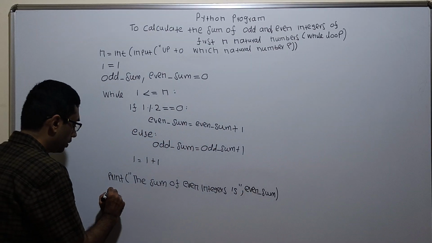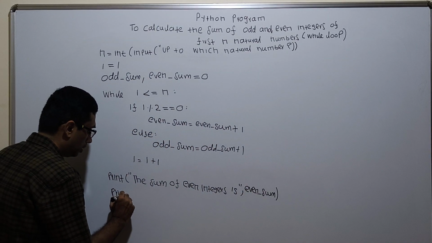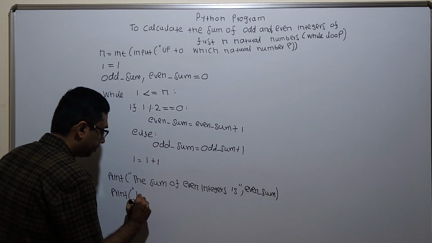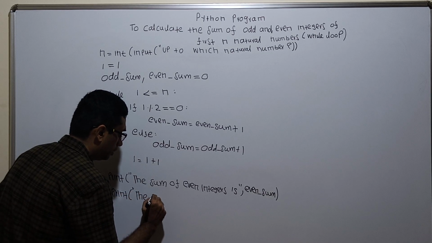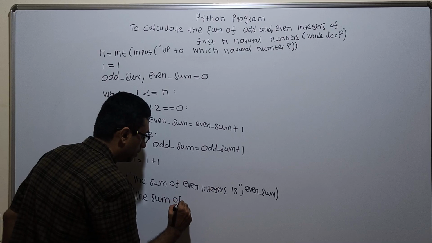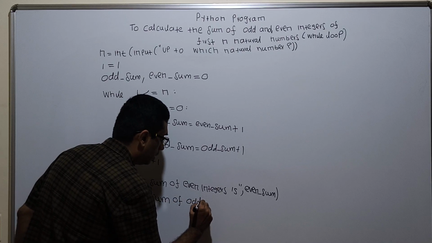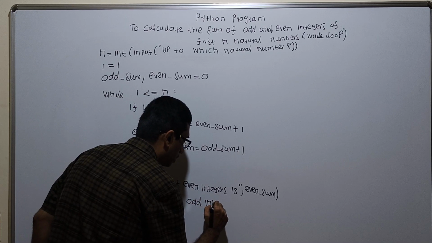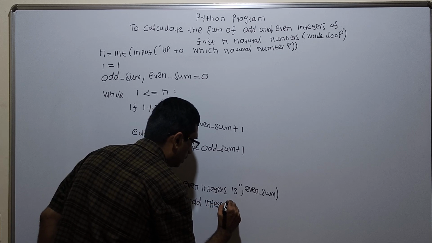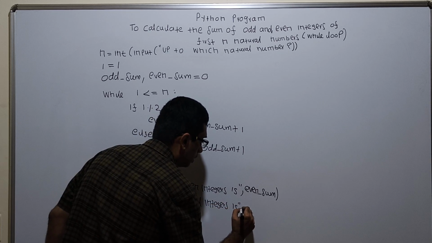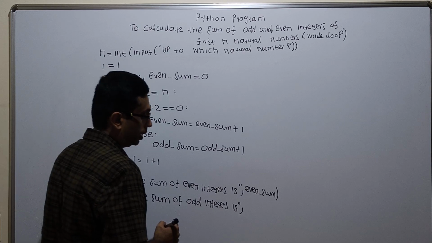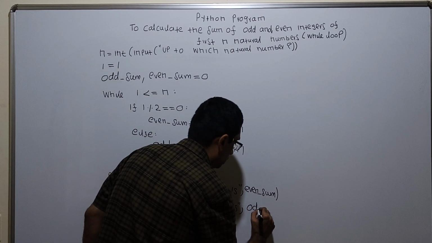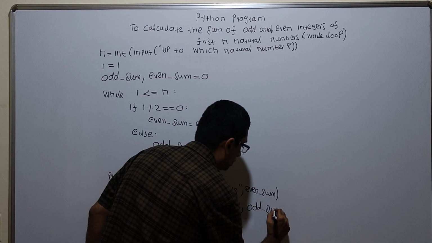Next I am printing the odd sum like this. Print, the sum of odd integers is, I am closing the double quotation followed by odd_sum.